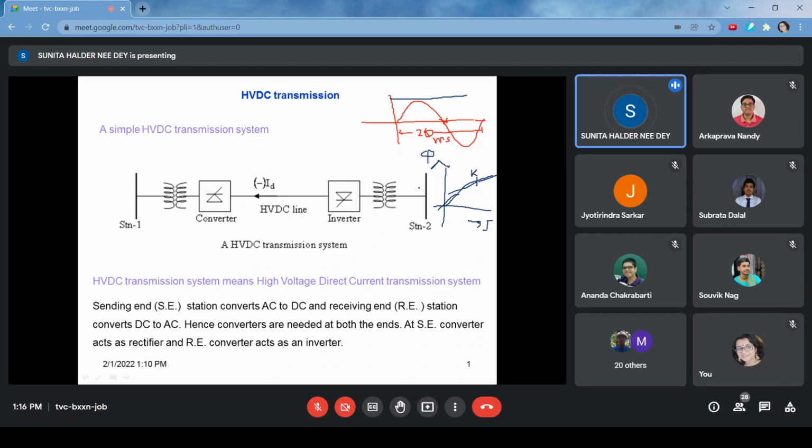Why? Because a transformer is always designed near this knee point, which means near the saturation zone. So the nonlinearity will come. We have seen that. In that way, nonlinearity is there. If the nonlinearity is there, that means harmonics are there. This thing is not happening for the harmonics.